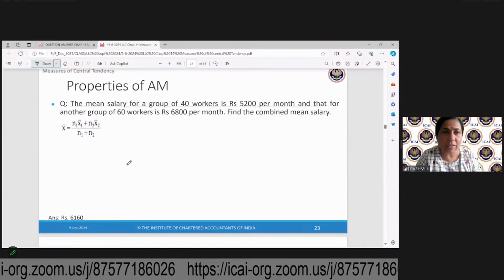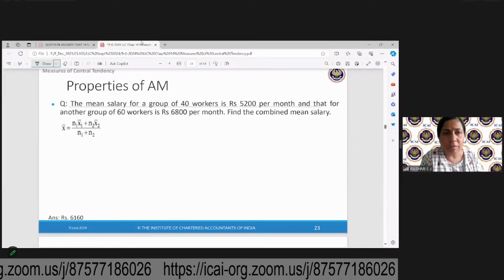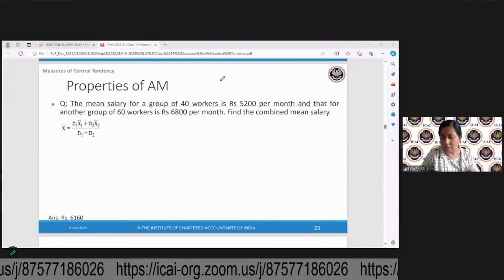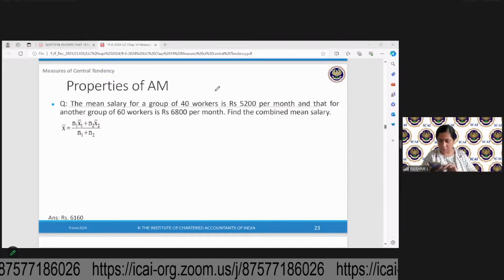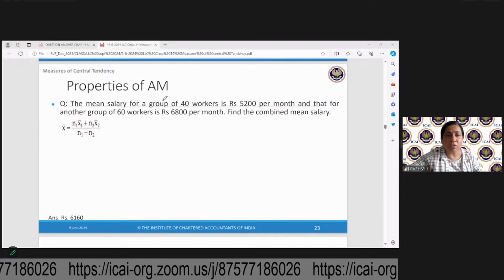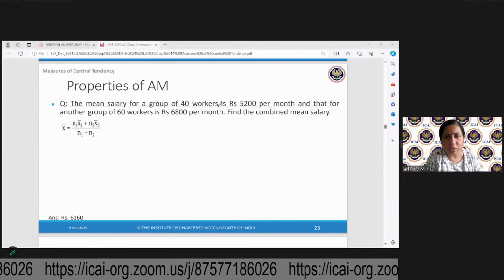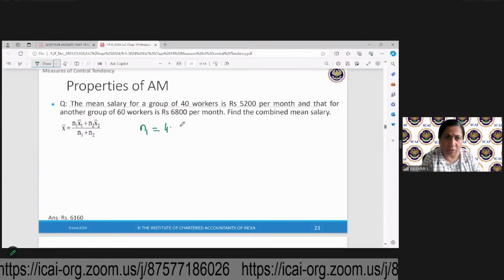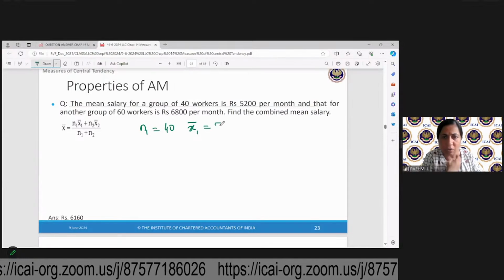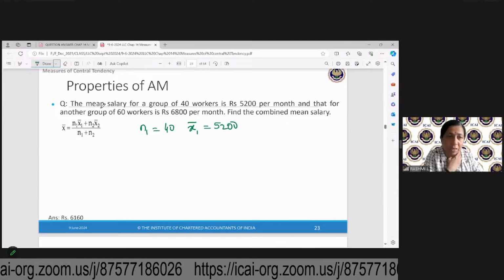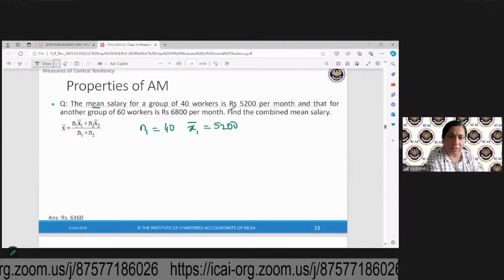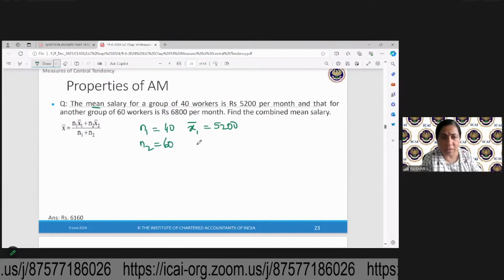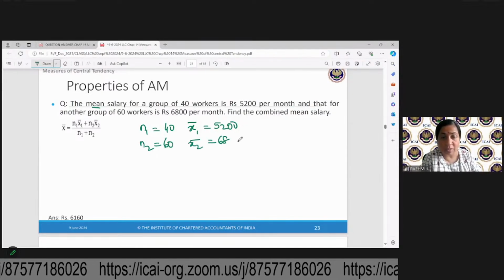Okay. Now let us take a sum on the properties. The mean average salary of a group of 40 workers is 5200. So N1 is equal to 40 and X1 bar is equal to 5200, because the mean salary is given. So that means this is the X1 bar. And that of another group of 60 workers, X2 bar is equal to 6800.